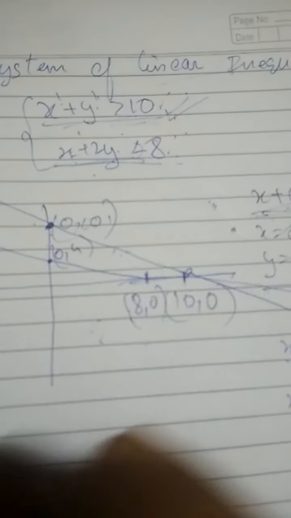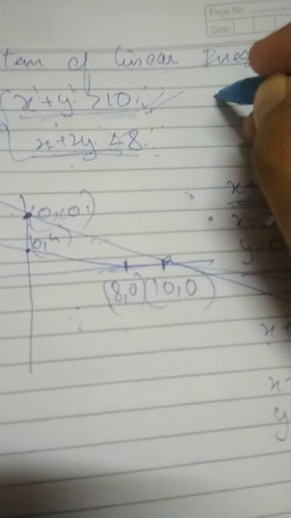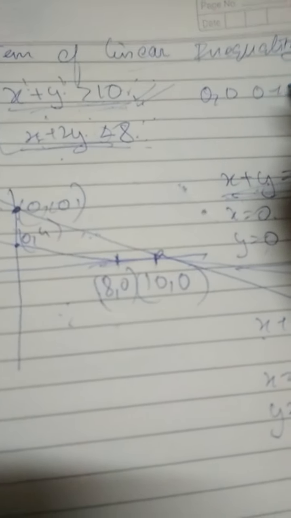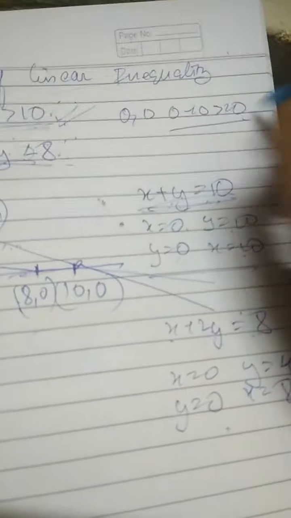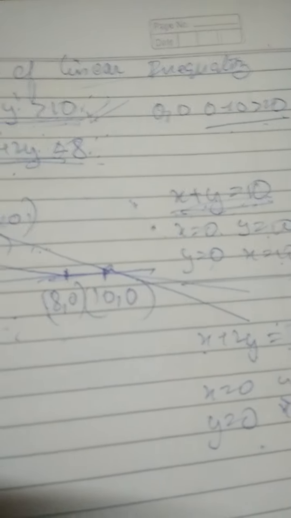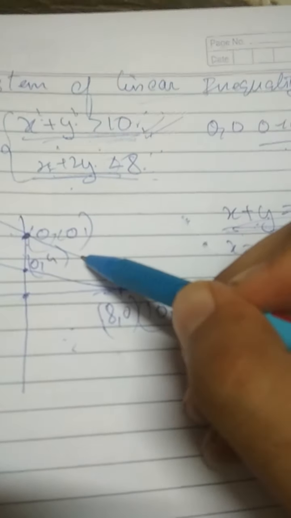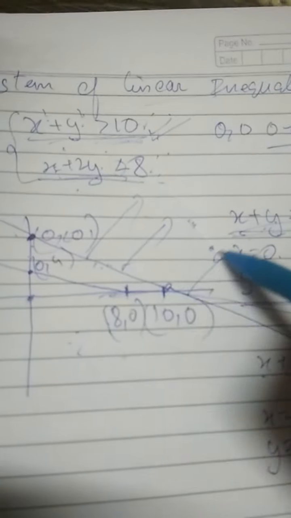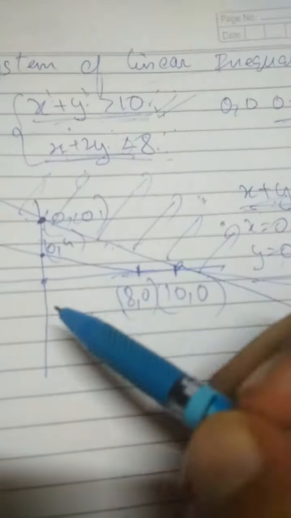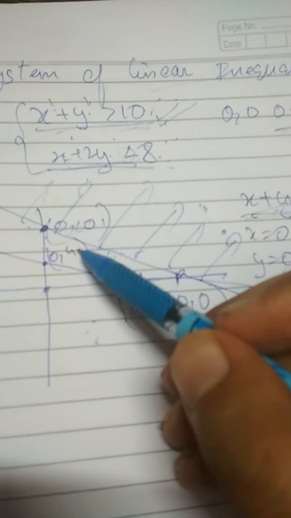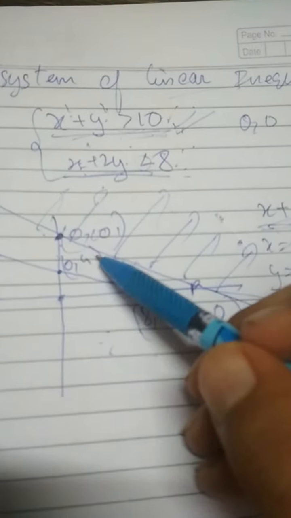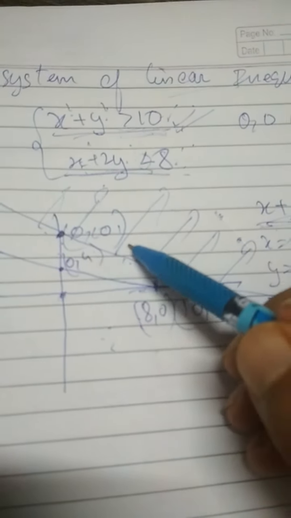Now let's solve the inequality. We get x plus y is greater than 10. What will be the solution of this? Let's put 0 comma 0. So it's 0 plus 0 greater than 10. No, this is false. That means the solution will lie in the other half. 0 comma 0 is lying in this half, so the solution will lie in this half, because it is false. Had this been true, the solution would have lied in the same plane as our 0 comma 0, but it is false. Therefore it is in the opposite plane, as we discussed in the last class.